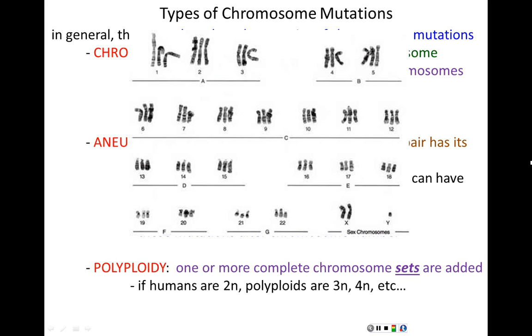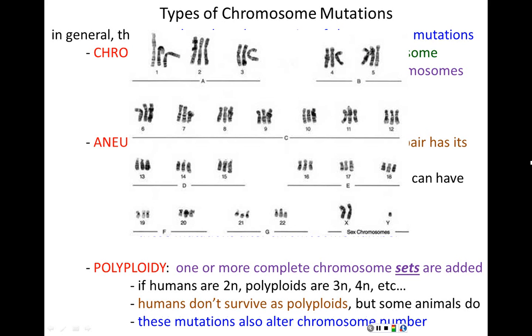This would not be a viable human being. But you can see here that we have a triploid human being. 3 sets of chromosomes, 69 total. Humans don't survive as polyploids. Some animals do, even that's a rare exception. It's pretty common in plants, and we'll come back to that later on in the lecture.